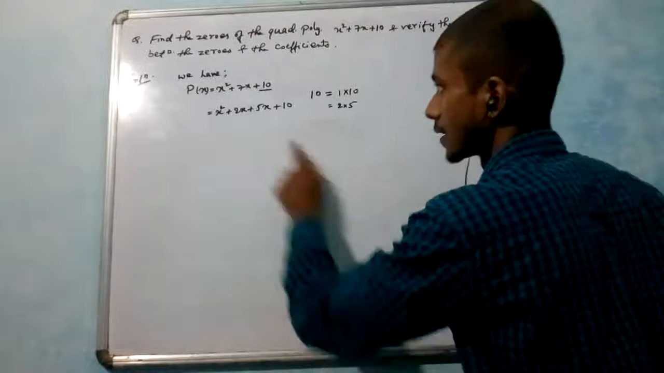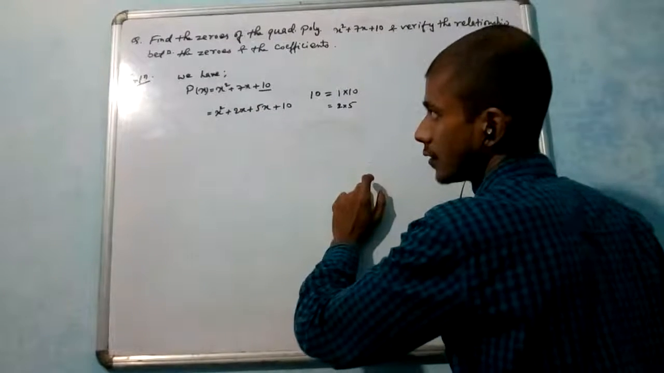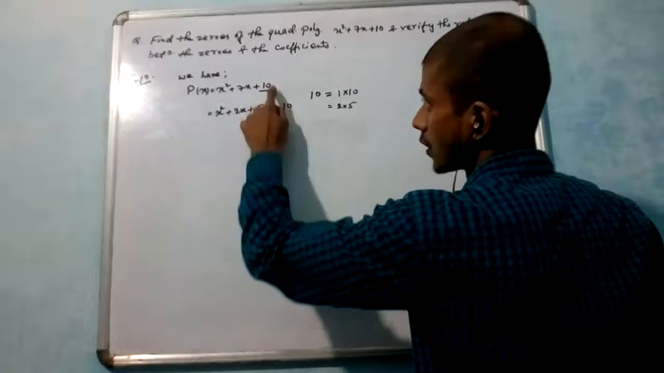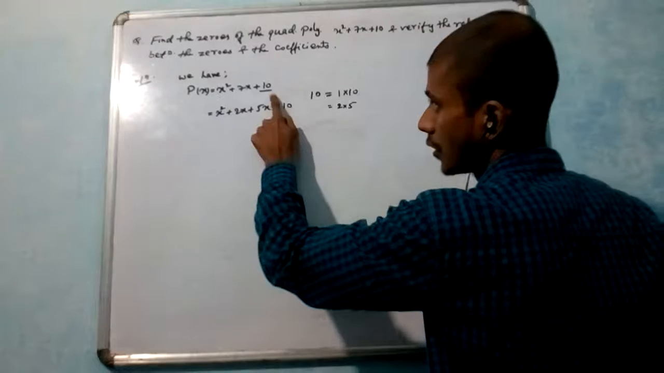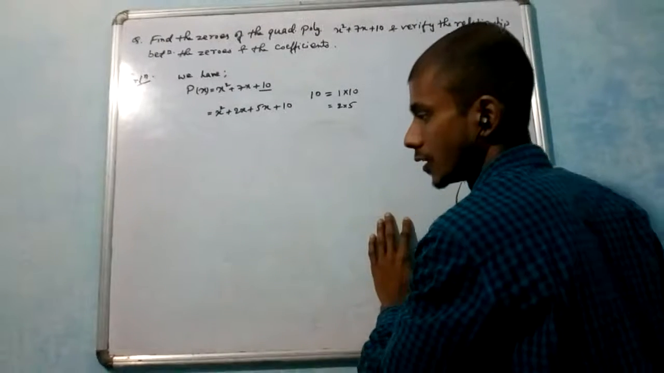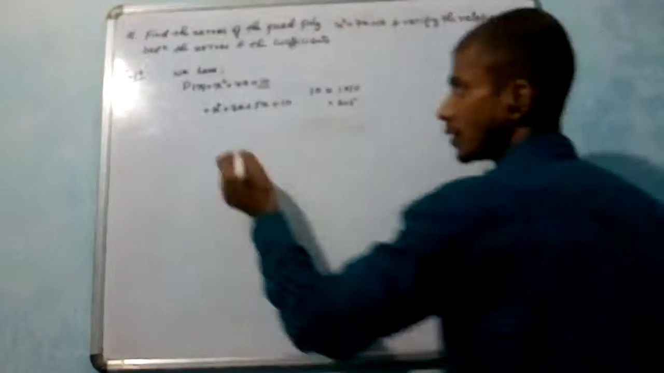Yes. Add these two, plus 7x. So we are not changing the value. Are we changing the value of this polynomial? No. It is still the same one. We just have split the middle term. This is clear?